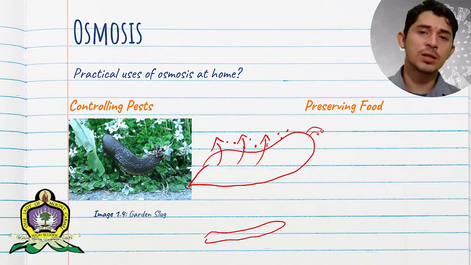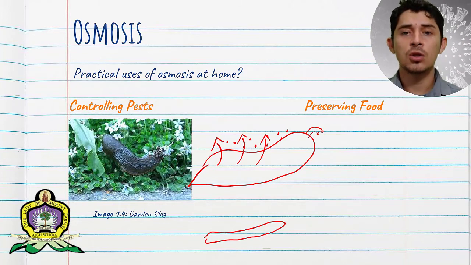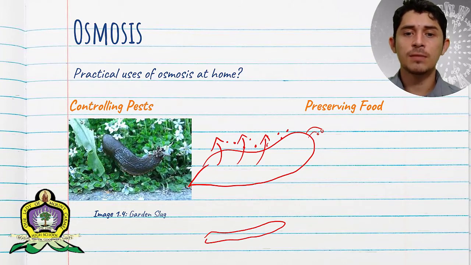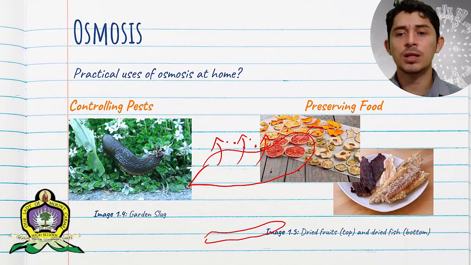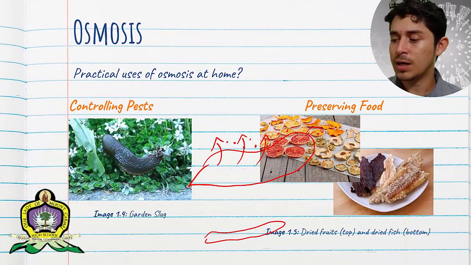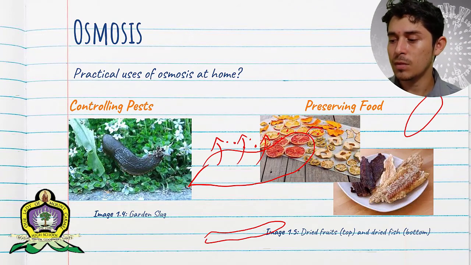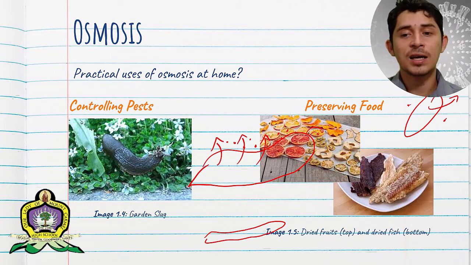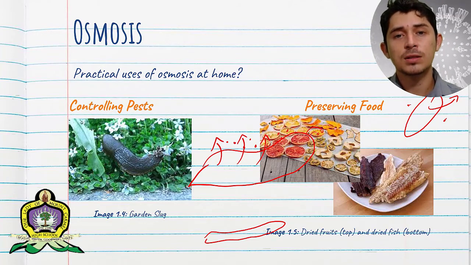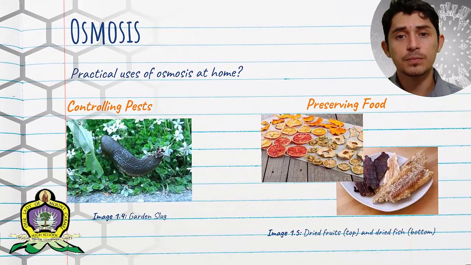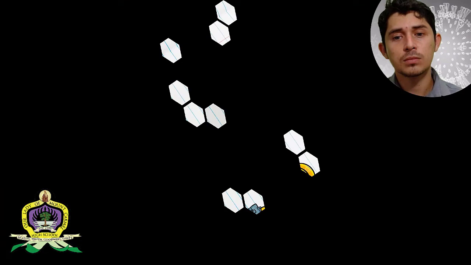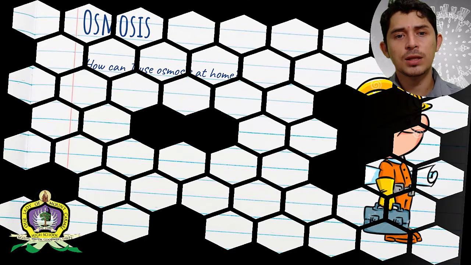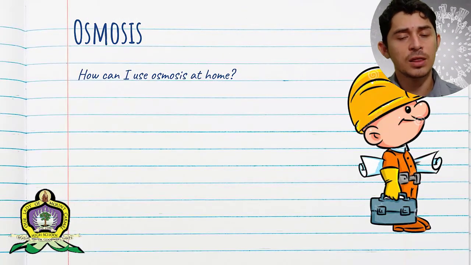So we can use the process of osmosis in order to control garden pests. We can also use it in preserving food because bacteria, once it has salt outside, the water will exit the bacteria, causing it to die. Therefore, it prevents food from rotting. So that's practically osmosis. Now think of yourself, how can you use osmosis at home?